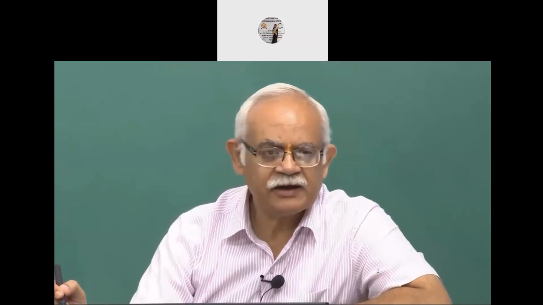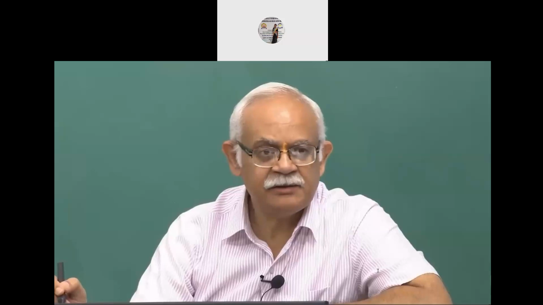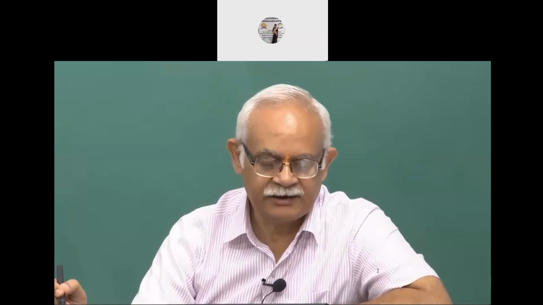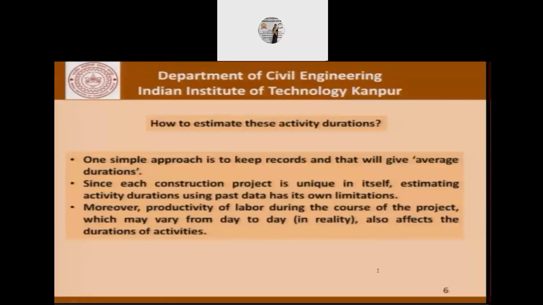So, how do we actually go about estimating the times for the different activities? One simple approach is to keep records that will give us the average durations. A construction company keeps a record for erection of trusses and so on, and finds out what kind of time it takes in different projects. From there, we try to find out the productivities, map that into a new project, and try to estimate the time involved for that project.